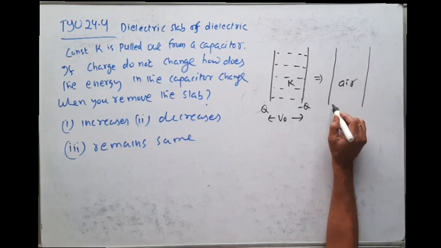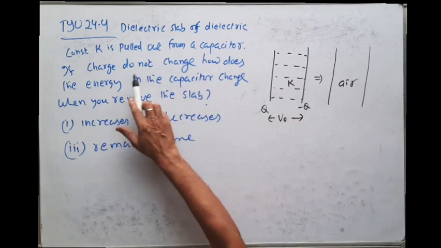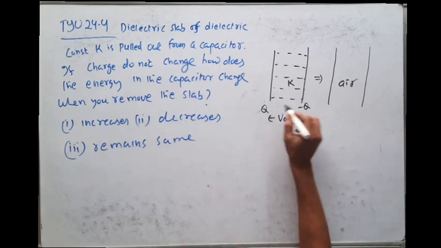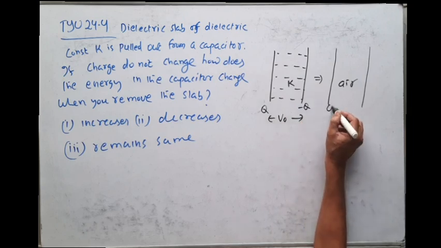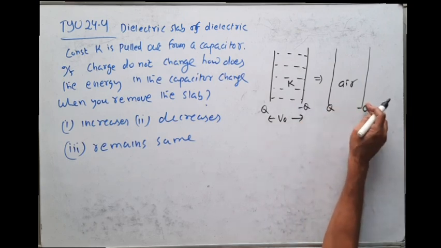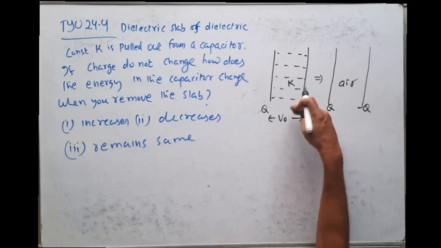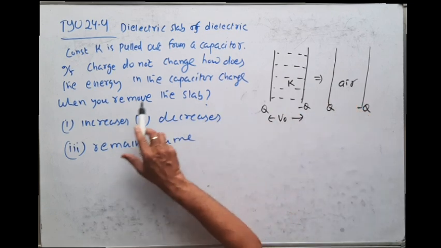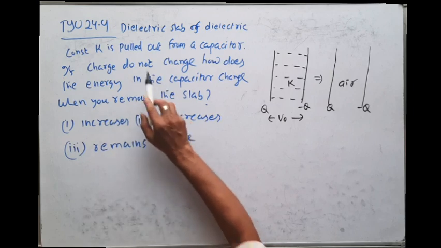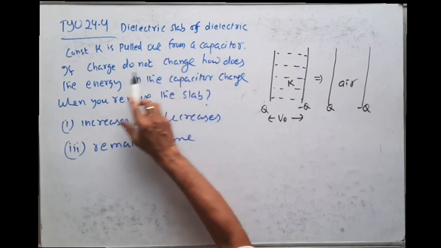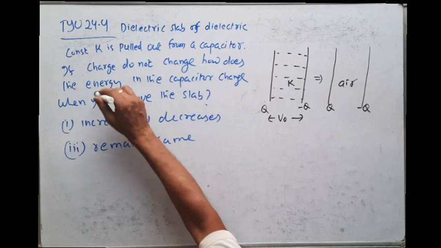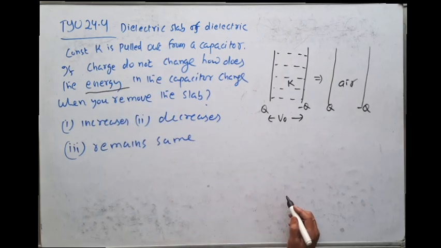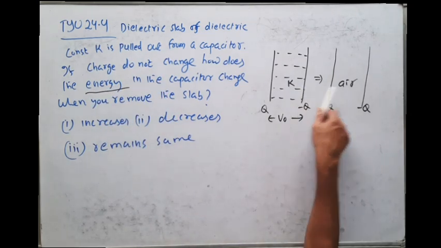If we remove the dielectric, this will be air. So in that case, if charge does not change, here the charge was Q, minus Q, and here also the charge is Q, minus Q. The same charge will be there, only the dielectric is pulled out. That means this capacitor is filled with only air. If the dielectric slab is pulled out from the capacitor and charge does not change, how does the energy change in this case?